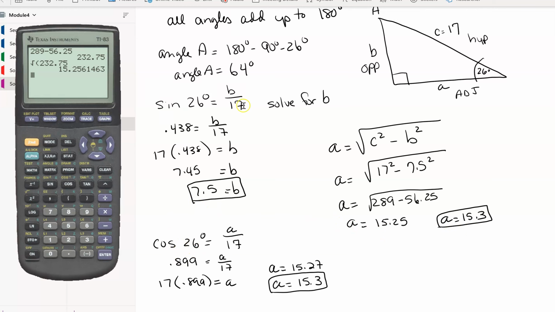I could have also solved it a second way like this. So the sine was opposite over hypotenuse. Cosine is adjacent over hypotenuse. Adjacent is the side I don't know here. So I could say cosine of 26 is 0.899 equals A over 17. Multiply both sides by 17. So 17 times 0.899, and again, I get my 15.3. So either way works, but the important thing is one of the sides you have to do this way with the sine or the cosine. And then you can use Pythagorean theorem on the other side.